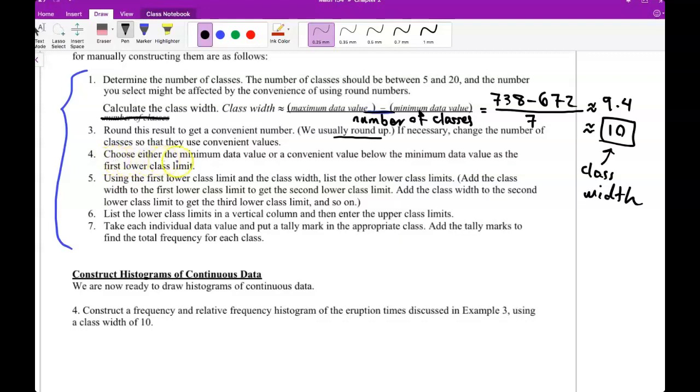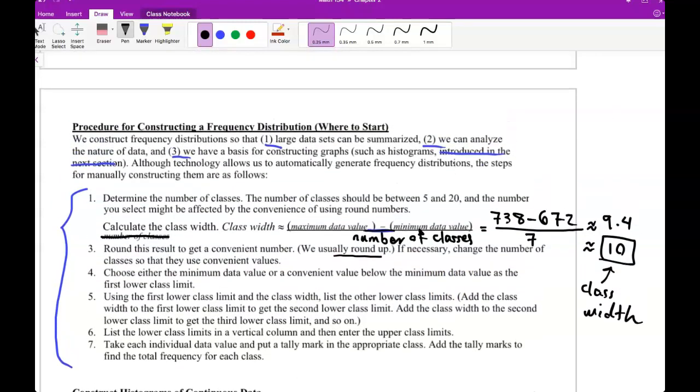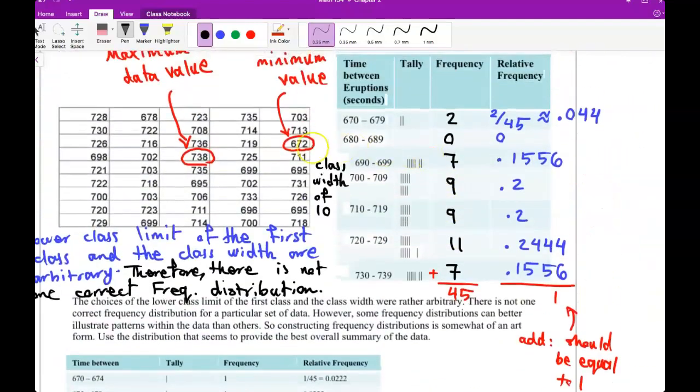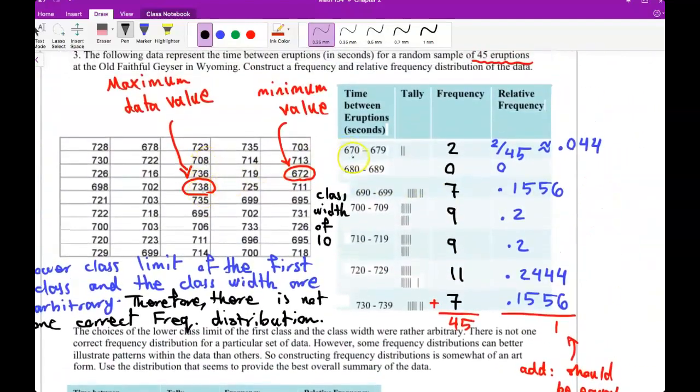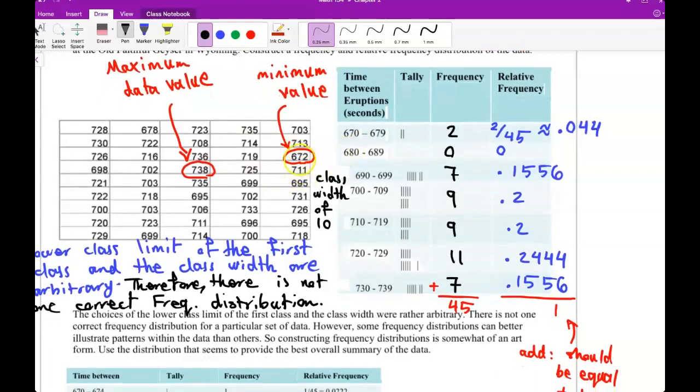Step 4, choose either the minimum data value or a convenient value below the minimum data value as the first lower class limit. Once again, I explained how we're going to choose that number. Either choose 672 or a number that is smaller than that. You can choose 671, 672, 669, or this one we have, 670.